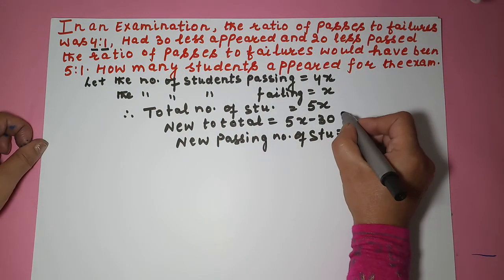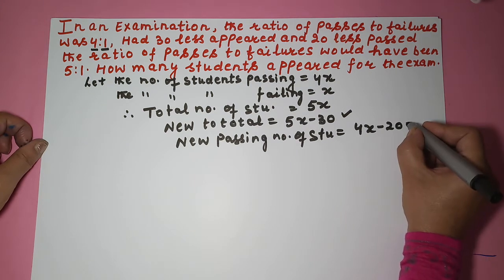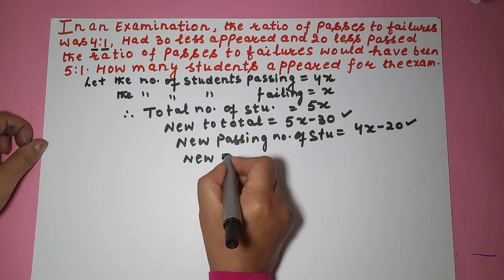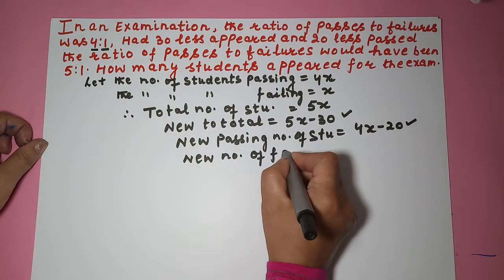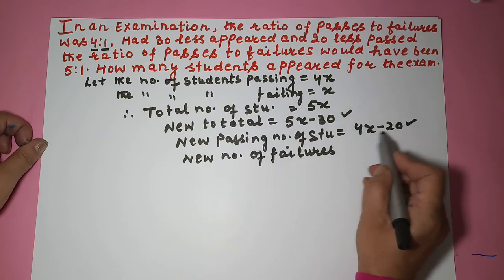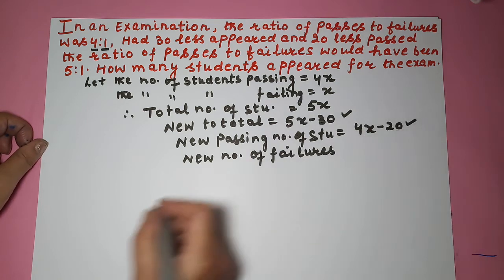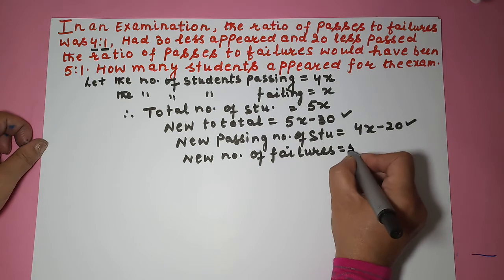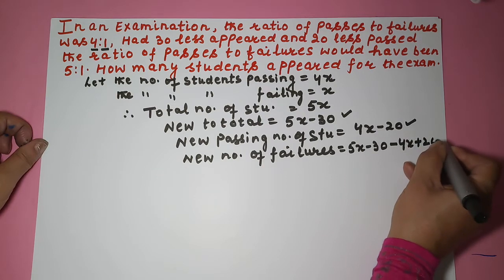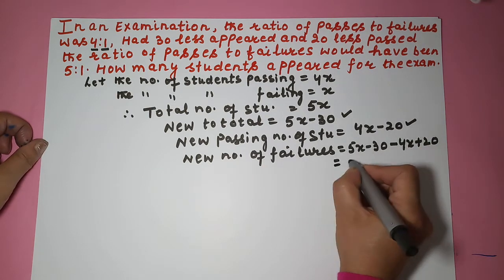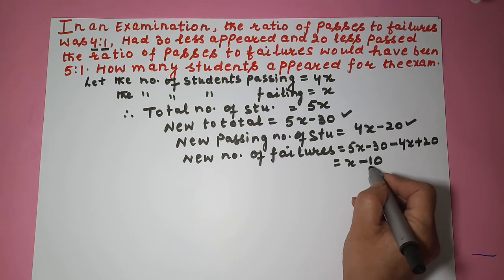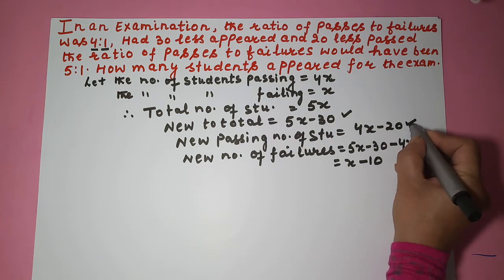And then he's saying the ratio of passes to failures. Now see, we have the new total, we have the new number of students who are passing. We can calculate the new number of failures, right? How? From the total, we can subtract the number of passes, and we get the number of failures. So new number of failures is 5x minus 30 minus 4x plus 20. So 5x minus 4x is x, minus 30 plus 20 is minus 10. So this is our new number of failures. This is our new number of passing students.